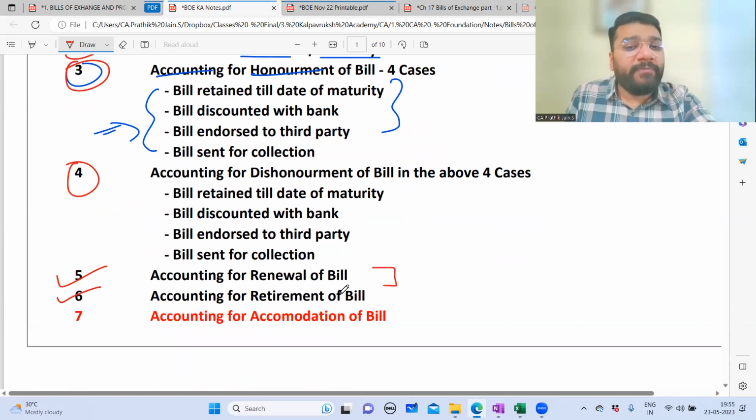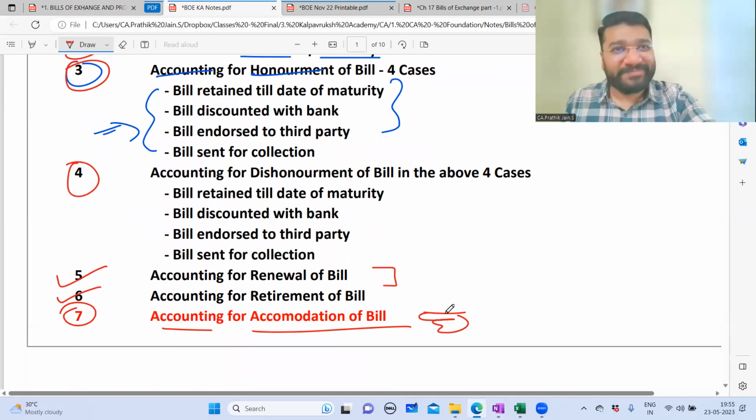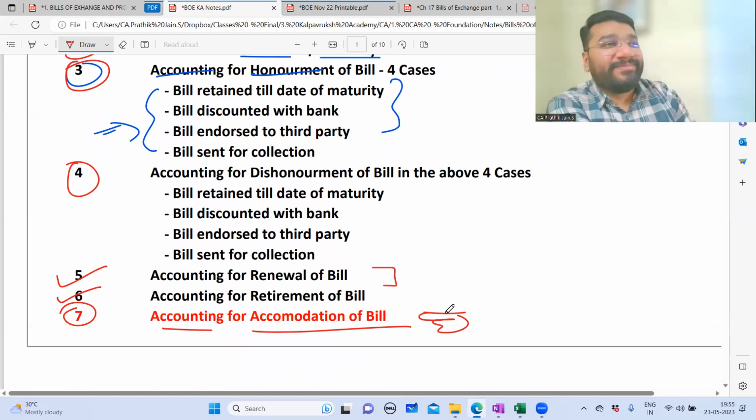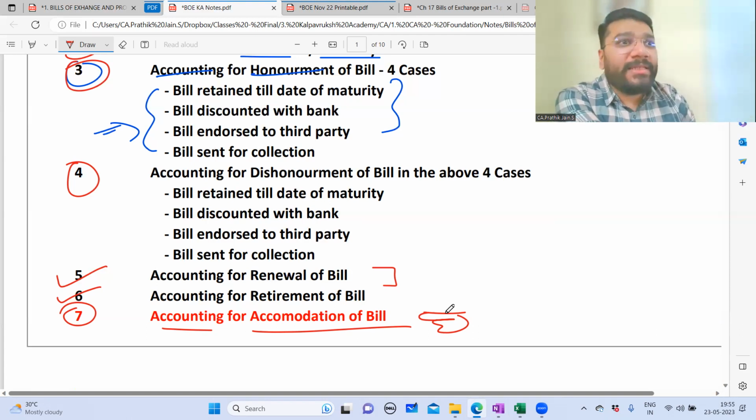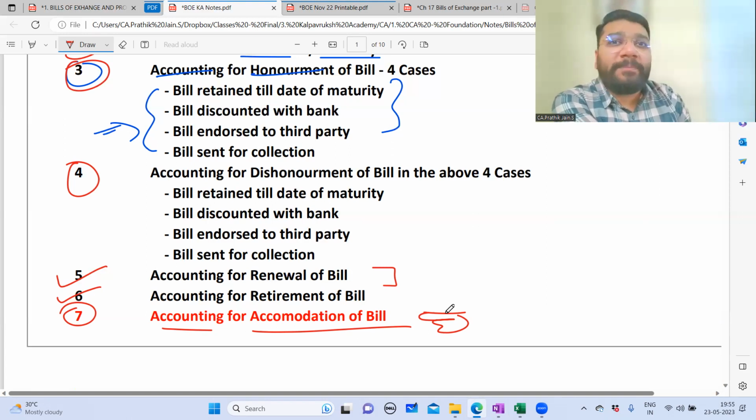A few questions have been covered from this concept in the ICA module. And then we'll finally be heading towards the accounting for accommodation of bill. This is the dawn of this particular chapter. Dawn means literally dawn. But don't worry, it's not that complicated. Yes, it is slightly challenging, but it is worth doing. Right? So any queries at this point of time?